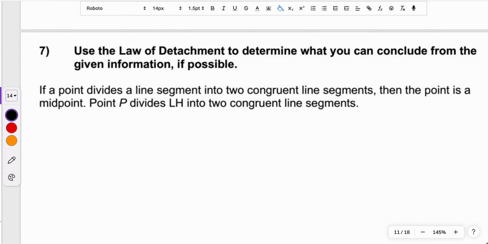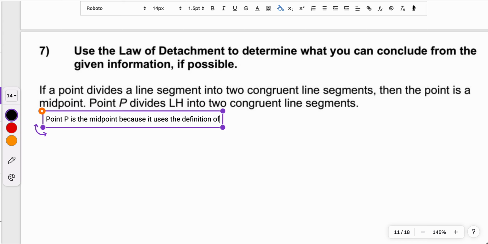Number 7, use the law of detachment to determine what you can conclude from the given information if possible. If a point divides a line segment into 2 congruent line segments, then the point is the midpoint. Point P divides LH into 2 congruent line segments. So what we can conclude from this is point P is the midpoint because it uses the definition of midpoint.